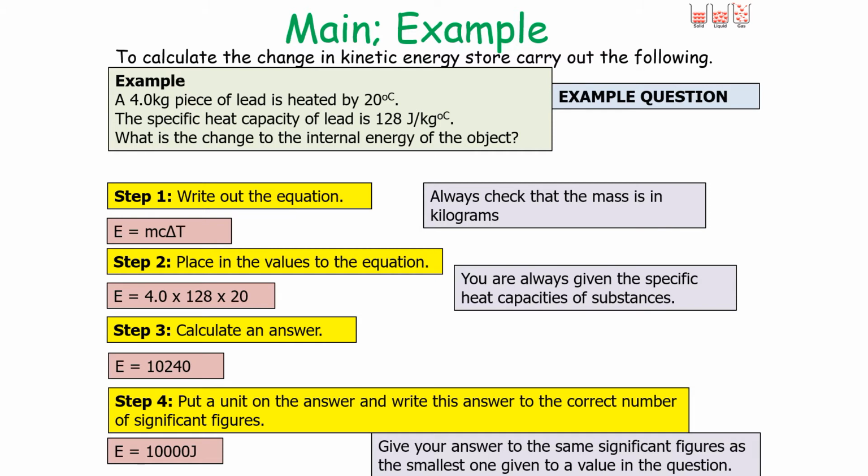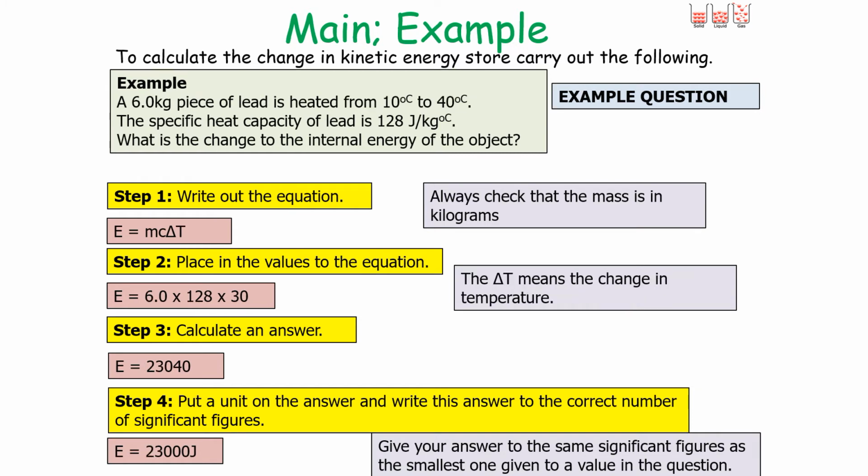Step 2, you substitute the values into your equation. That tells the examiner that you know what the mass is, you know what the heat capacity is, and you know what the change of temperature is. You then calculate your answer by multiplying those values together. Then you put a unit on the answer and write this to the correct number of significant figures. Now in the question, you give it to the same number of significant figures as the smallest one given in a value in the question. So you look at this question and it's 4.0, 20 and 128. So you could argue it's either one significant figure or two significant figures in your answer.